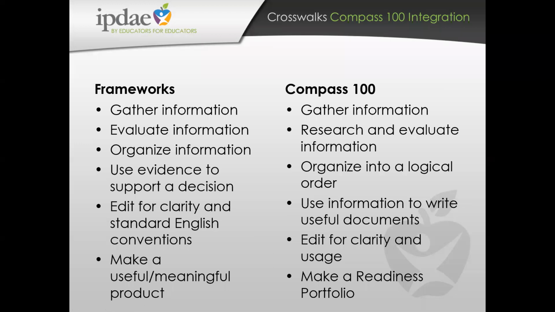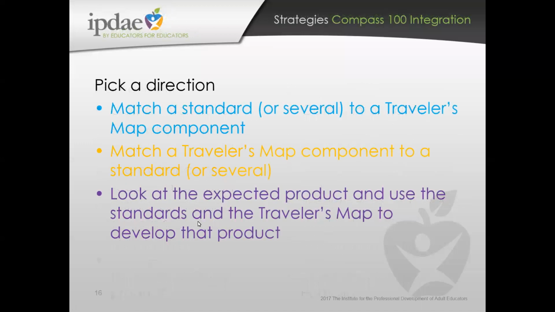But how on earth do you teach this in order to meet both the frameworks and the Compass 100 requirements? How do you bridge that crosswalk in between the two? Well, first you have to pick a direction. Just like Compass is all about guiding your path, forming a crosswalk follows the same sort of thing. There are 3 different options that you have when you're picking your direction.